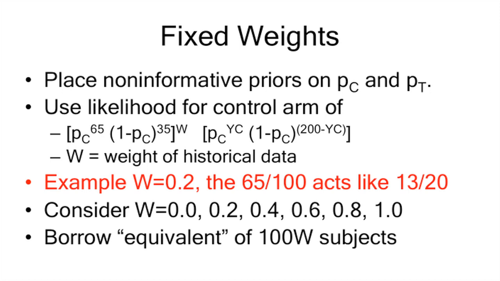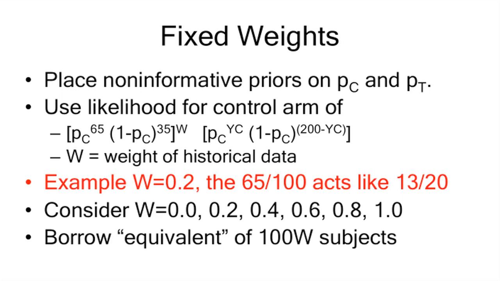You would combine the equations here: you would combine the binomial likelihood for the current subjects with the likelihood for the subjects in the past. So if you had W equal to 0.2, that would be 1/5 weight. You'd say the 65 out of 100 from the past, divide that by 5, it looks like 13 out of 20 subjects. So you'd be taking the current subjects and acting like you had 20 more where 13 of those were responses.